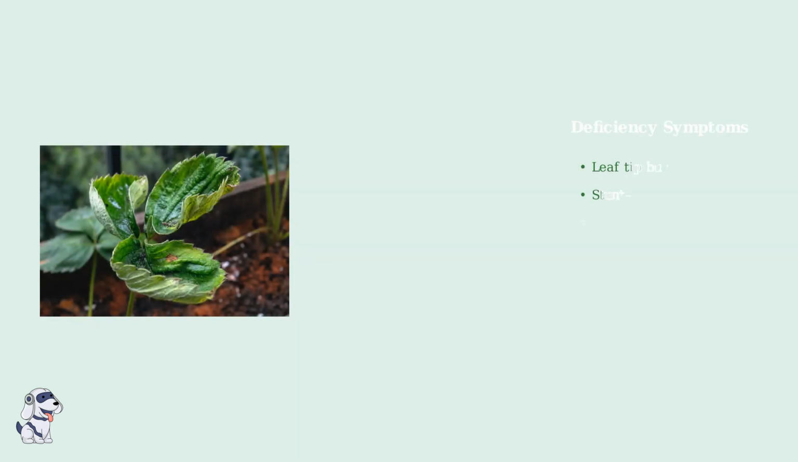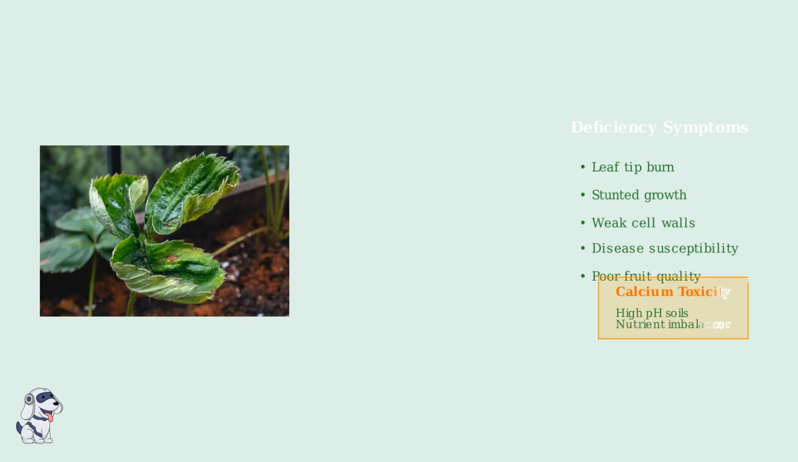These developing tissues have lower transpiration rates and depend on calcium redistribution, which is limited because calcium is immobile in the phloem. Calcium deficiency symptoms typically appear in young developing tissues first. These include leaf tip burn, stunted growth, and weakened cell walls that make plants more susceptible to disease. Interestingly, calcium toxicity can also occur, particularly in calcareous soils with very high pH. This restricts plant communities and can interfere with the uptake of other essential nutrients like iron and manganese.